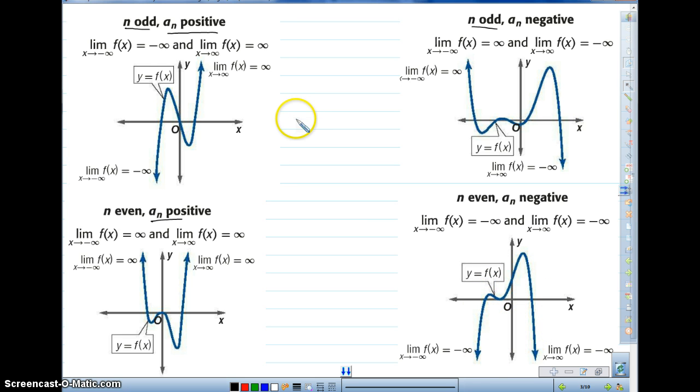So I kind of use this little chart, and this is probably what you should copy down. If you have even degree, then it'll either be up and up or down and down. If you have odd degree, then it'll either be down and up or up and then down. Okay.